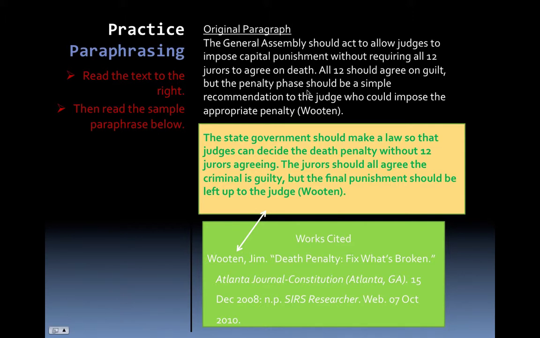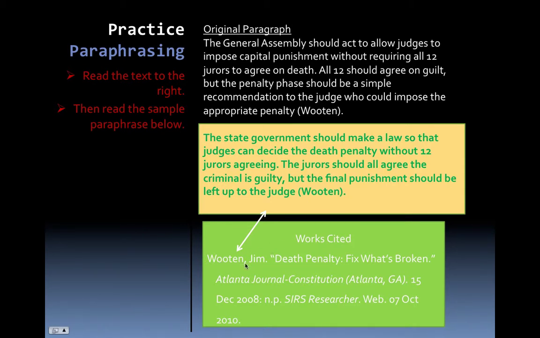Right here, all 12 should agree on guilt, but the penalty phase should be a simple recommendation to the judge who can impose the appropriate penalty. And then changing it down here, the jurors should all agree the criminal is guilty. Same general idea as what was set up here. But the final punishment should be left up to the judge. And again, right here, it's really the same idea. I've just changed the wording, said it in my own words. And I'm still citing that source.